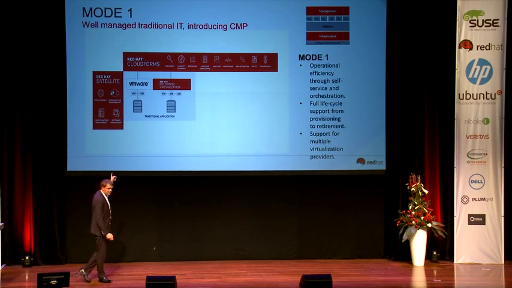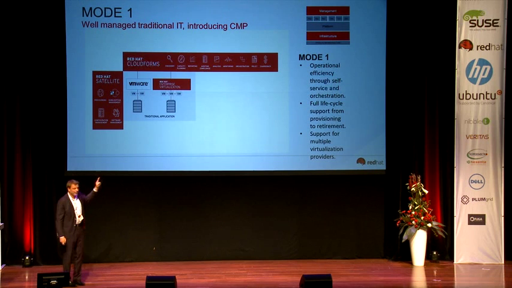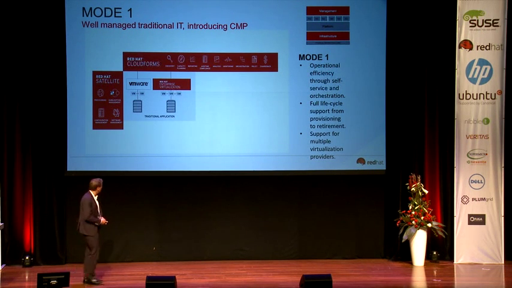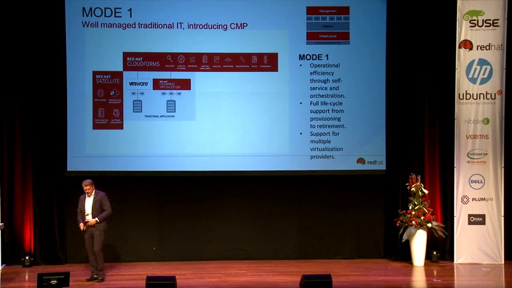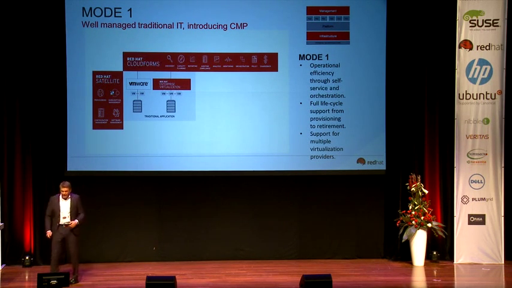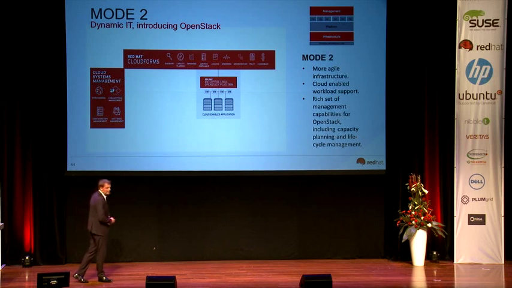So, Mode 1, traditional virtualization. 85% of the times that would be VMware. This particular cloud management platform allows you to also orchestrate different virtualization platforms. In Red Hat's case, that would be Red Hat Enterprise Linux Virtualization. From the same platform, you can also manage and orchestrate OpenStack.